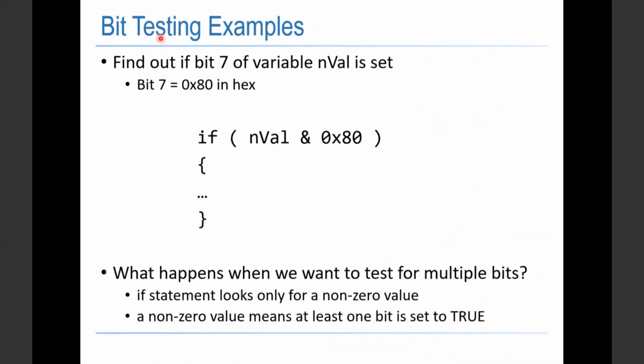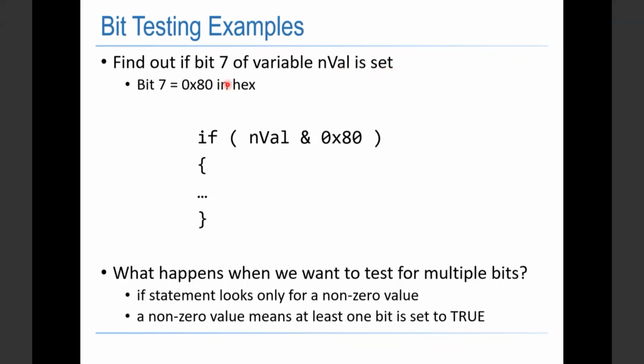Right, now we're going to look at bit testing. Bit testing is where you test a bit to see whether it is 1 or 0. For example, here: find out if bit 7 of a variable nval is set. You want to check whether bit 7 in this variable called nval is set or not.